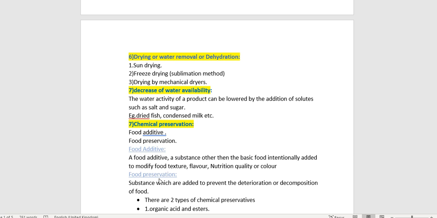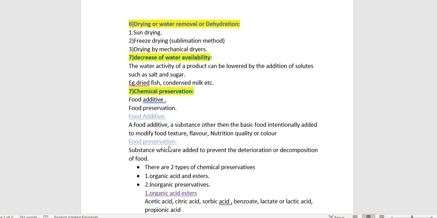Then what do you mean by food preservative? Preservative: substances which are added to prevent the deterioration or decomposition of the food is being called as food preservative. Food additive will be added intentionally to increase the food texture and flavor, but here preservatives are added to prevent the deterioration or decomposition of food.